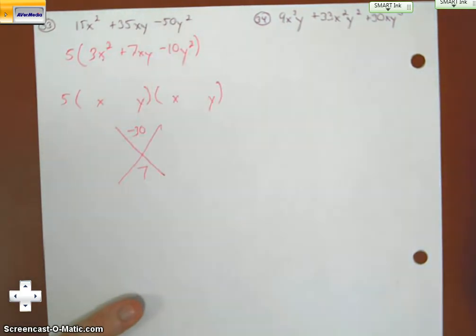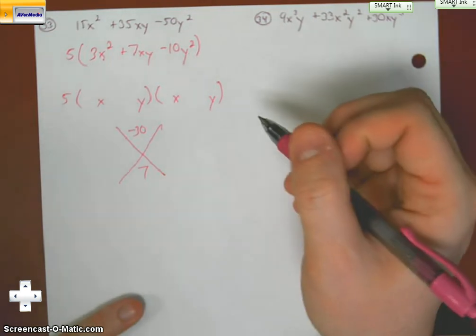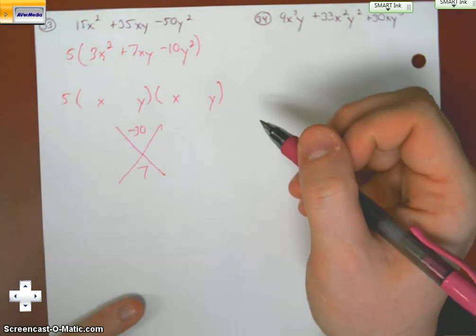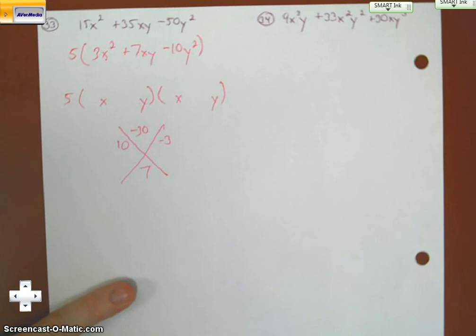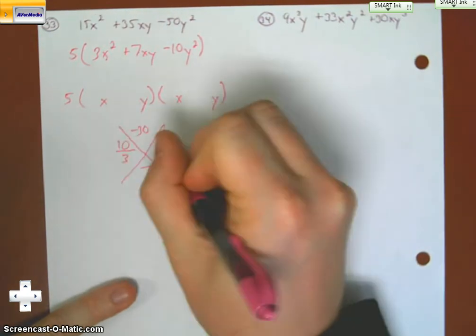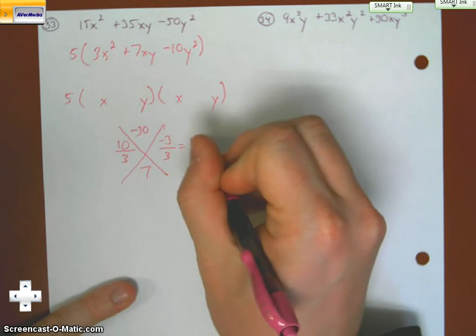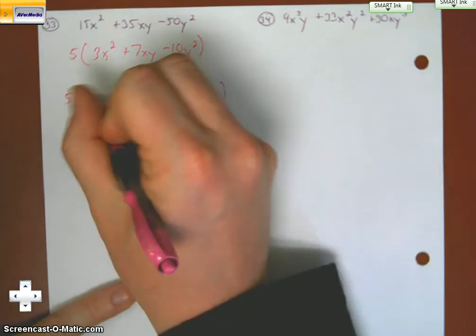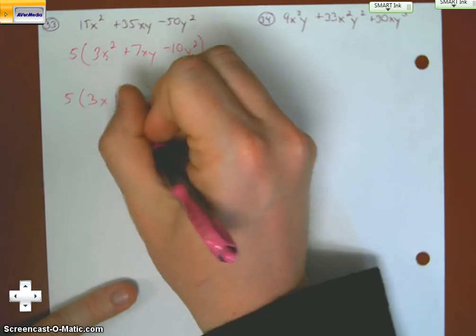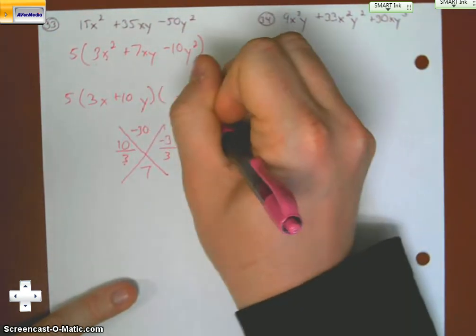attic, basement. We end up with a 10 and a -3, which we're going to divide by 3 on each of these because that's my leading coefficient. This one reduces to -1 over 1. So this 3 slides out, plus 10. This slides out, -1.